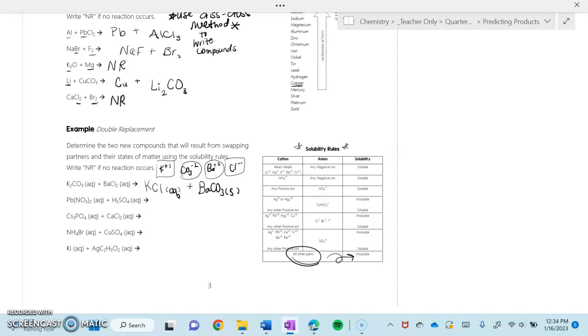There's our s. So now we have our equation, and we know that it does have a reaction because one of them is a solid. Okay, so there's our reaction for this double replacement with the correct states of matter. Let's go ahead and do the next one together as well.